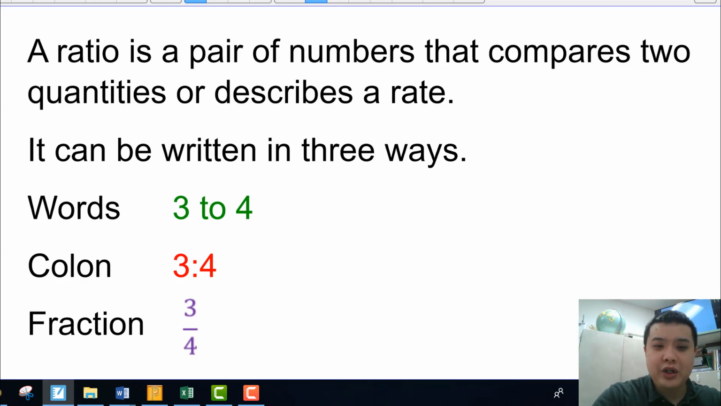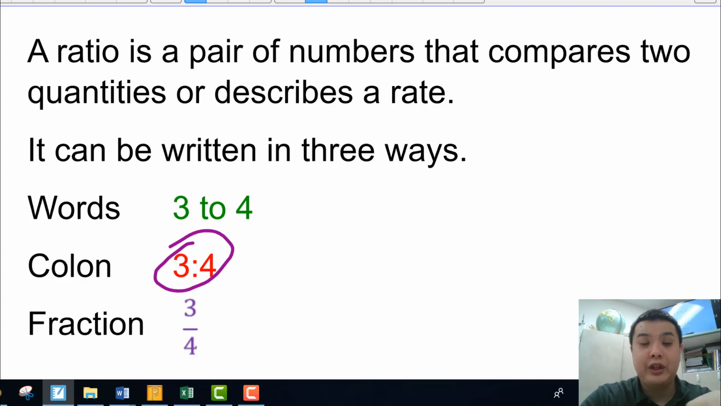They can be written as words. So for example, 3 to 4. They can be written with a colon, as shown right here. Okay? Or they can also be written as a fraction. All 3 of these right there are the exact same ratio. For every 3 of something, there's 4 of another thing.